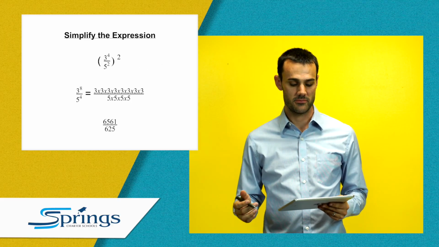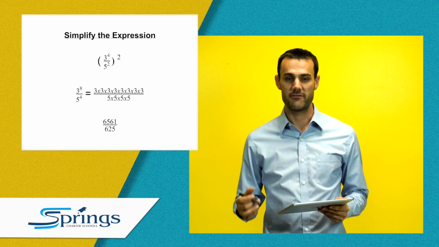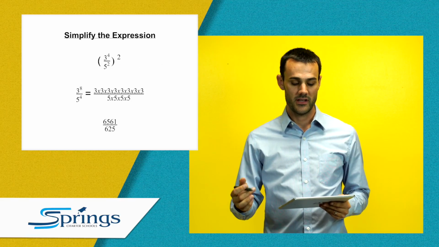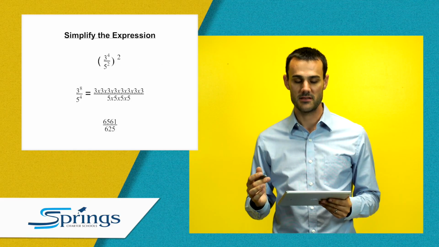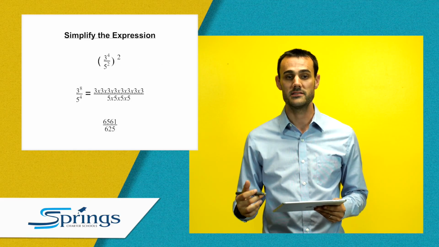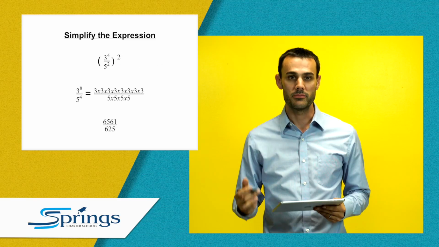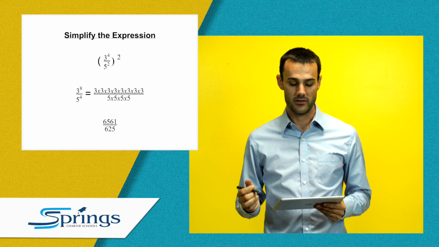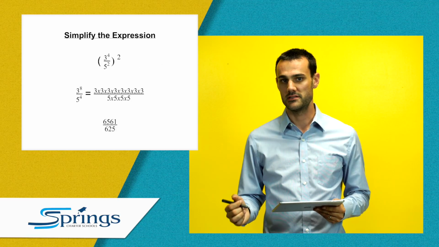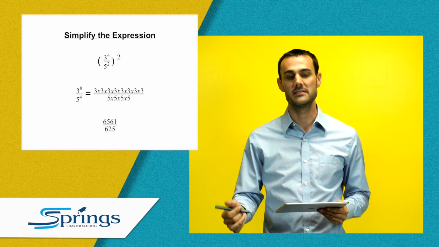Simplify this expression. Inside our parentheses, we have 3 raised to the fourth power, and on the bottom, we have 5 raised to the second power. And the whole thing is wrapped in parentheses and being squared, or raised to the second power. Now, like we talked about previously, we need to multiply, or use the distributive property with that exponent on the outside of the parentheses to multiply the things that are on the inside.